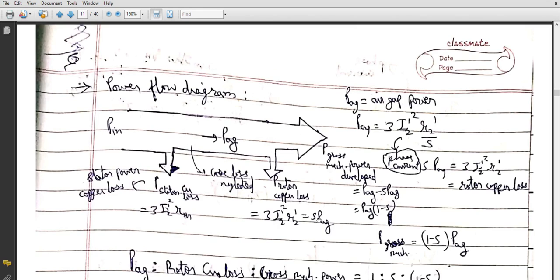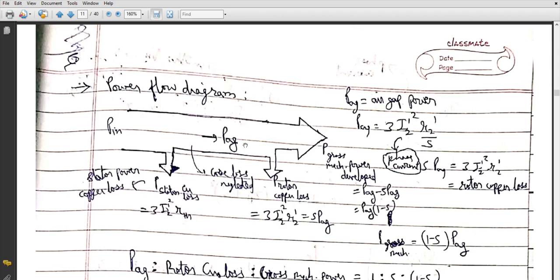Then if they are asking how much gross mechanical power is developed across this shaft, you can directly find it out from this PAG. When you multiply it with 1 minus S, this will give you the gross mechanical power output. So this expression is very important: rotor copper loss is equal to S times PAG, and the gross mechanical power developed by the rotor is equal to PAG into 1 minus S.